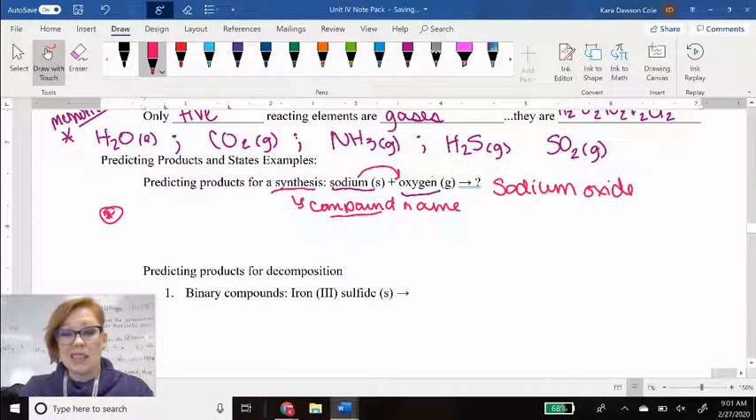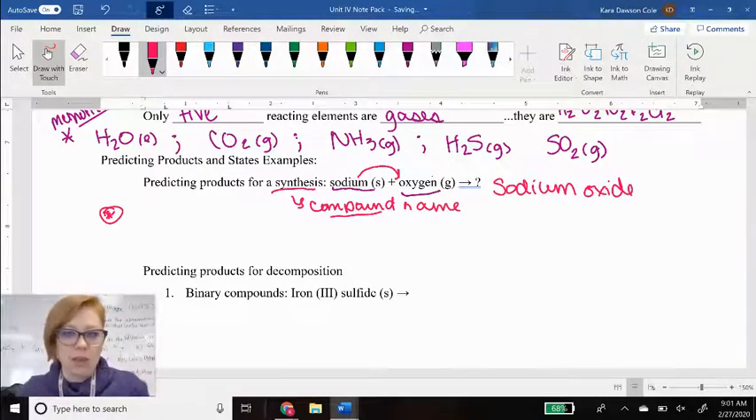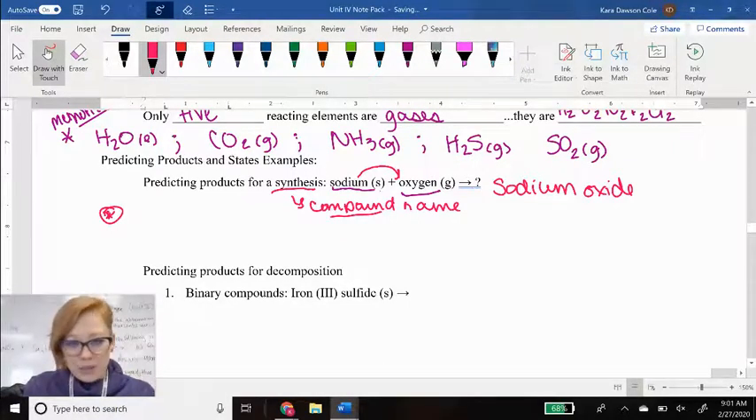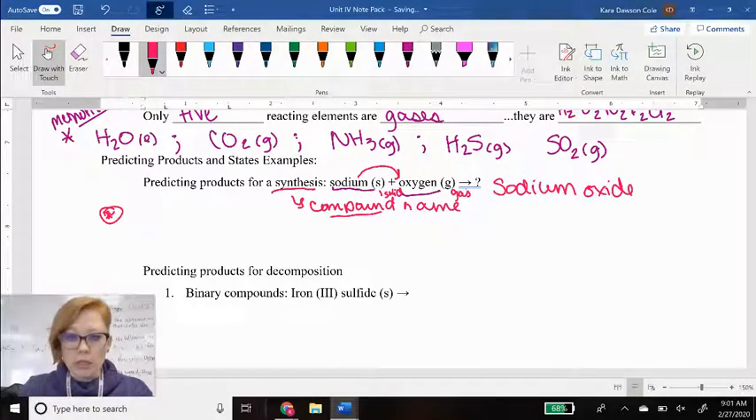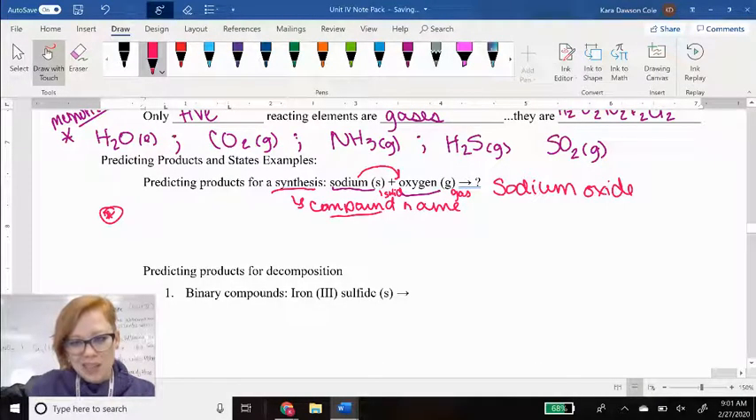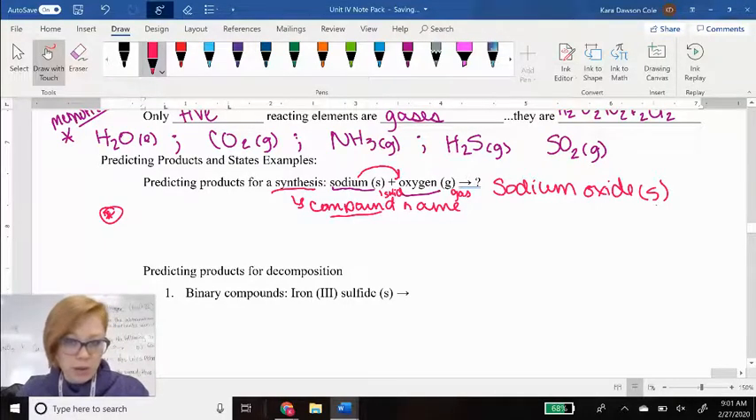Now, I need to tell what state of matter sodium oxide should be in. I notice here I've got a solid and I've got a gas. Again, thinking back, lower energy always wins out. So which of these two is the lower energy? The solid's the lower energy. So this is going to be a solid. That's it. That's me predicting the product.